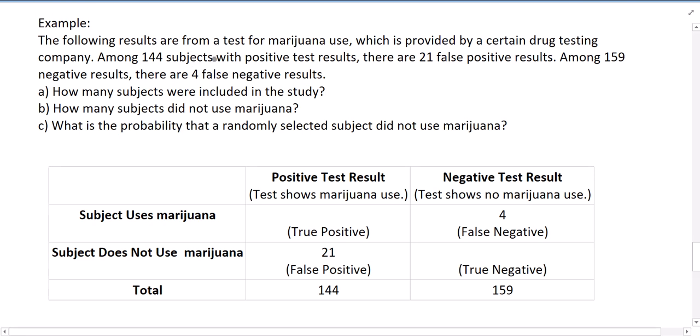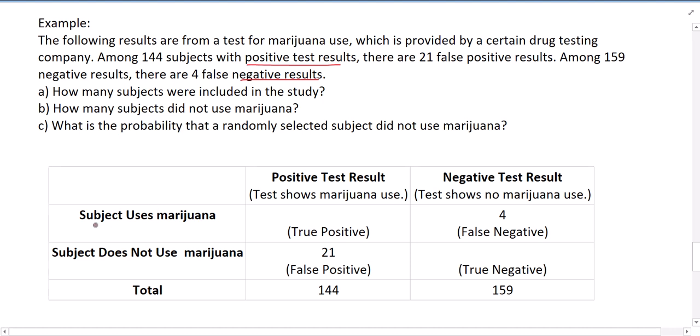So how do you create the table if it's not given to you? Well, I'm going to look at what the problem says. So the following results are from a test for marijuana use, which is provided by a certain drug testing company. So there were subjects who had positive test results and negative test results, right? So then I know that I need either rows or columns for test results, positive and negative. And then there were also people who either were using or not using. So then that gives me my other options for rows or columns.